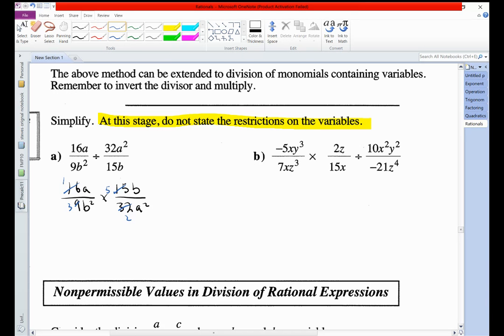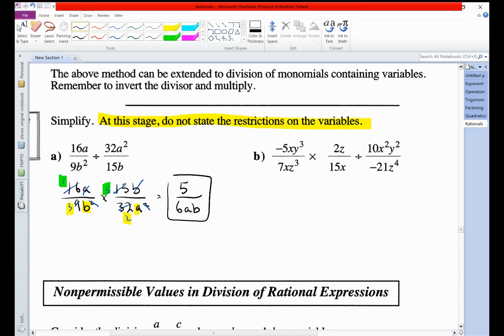I have a b on the top and a b squared on the bottom, so I can get rid of that b squared and cancel that b out. Same with my a and a squared. Cancel that squared out and cancel that a out. So on the top now, I just have 1 times 5. That's it. So 5, and on the bottom I have 3b and 2a, which is 3 times 2 is 6, ab. There we go.